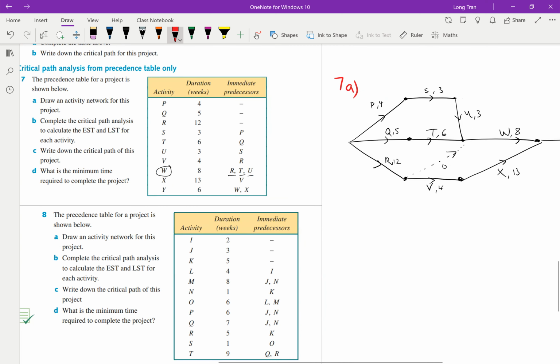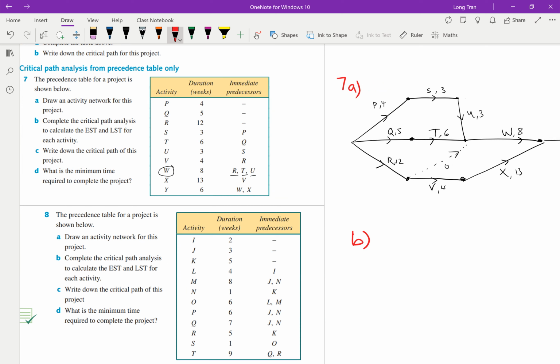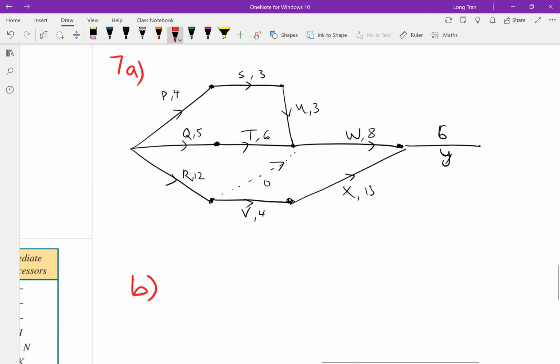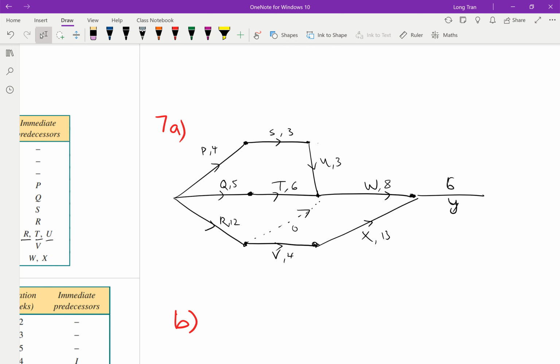And then what's this? B. What do you want? Complete the critical path analysis. So I would then have to fill out all the numbers. Normally you don't really have to. You can kind of figure out the critical pathway by finding the longest length. So how I would have done it is clearly out of the 3, P plus 4, Q plus 5, R plus 12, clearly I would say R is a critical pathway. Okay, so I probably would have just highlighted this and said, yep, that's a critical pathway.